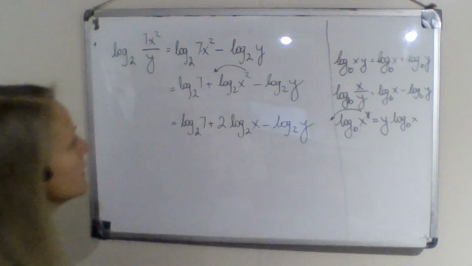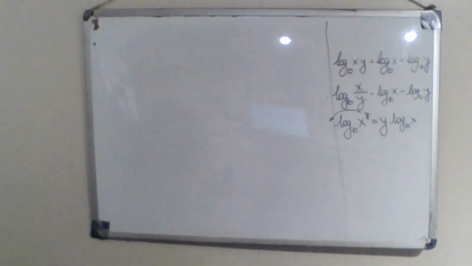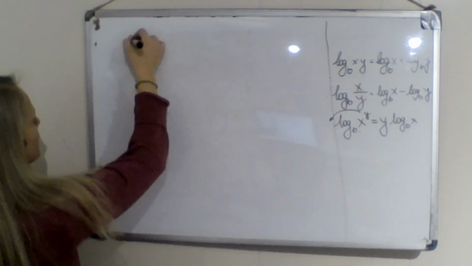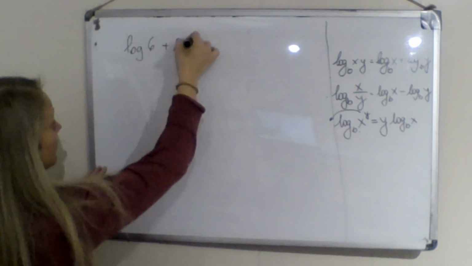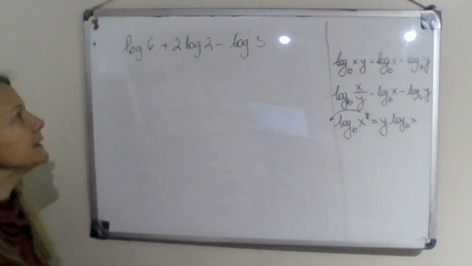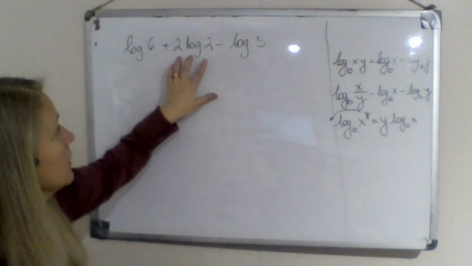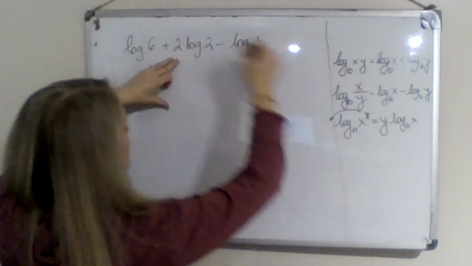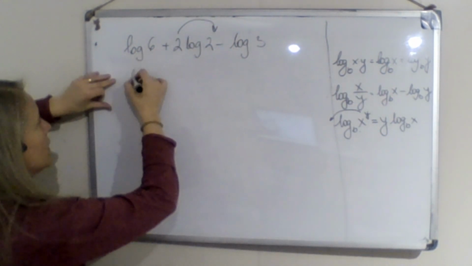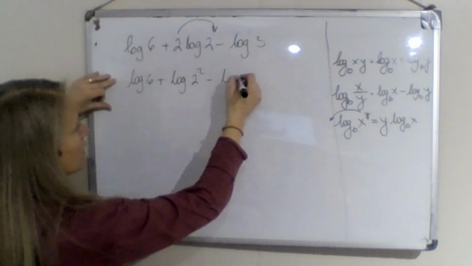Now, what if we have it expanded and we want to condense it? Like if we have log of 6 plus 2 log of 2 minus log of 3. We talked in class, we first go by the order of operations. The first thing is going to be the exponent. I have a 2 in the front, which means it's going to become an exponent. It goes to the top here, and it becomes log 6 plus log of 2 to the second minus log 3.